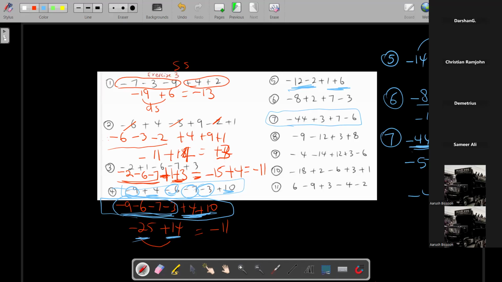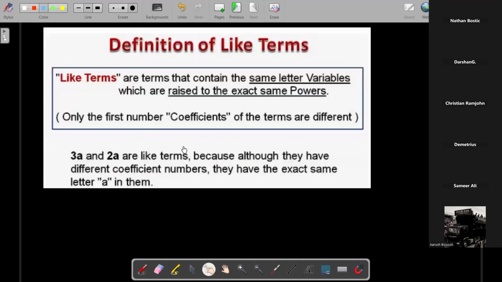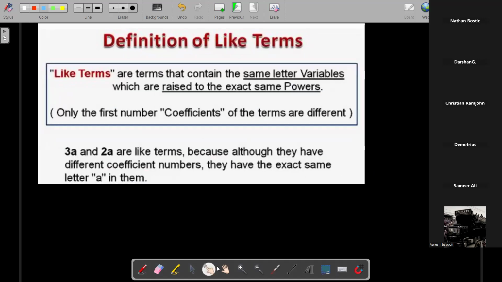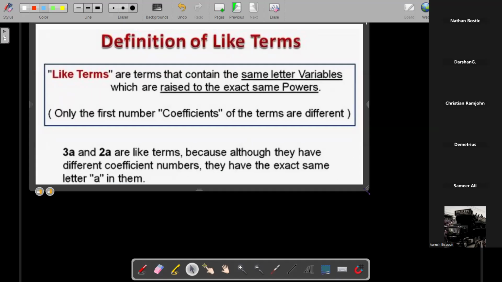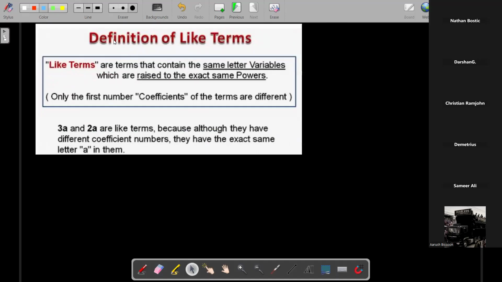So we're going on now to the next page. Colin, as you're on the mic, read for me. Definition of like terms. Like terms are terms that contain the same letter variables, which are raised to the exact same powers.